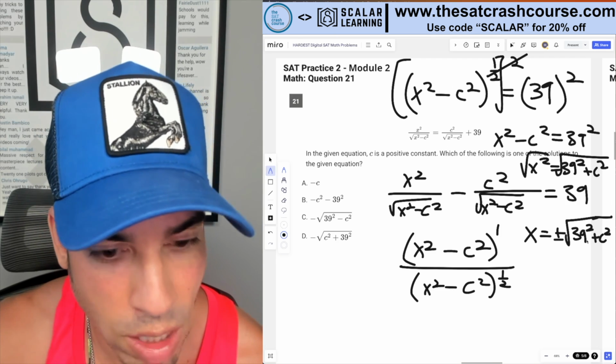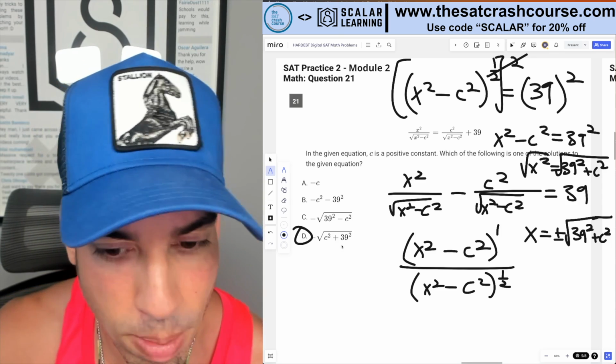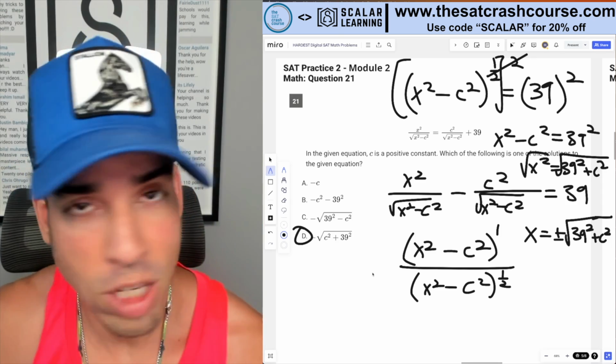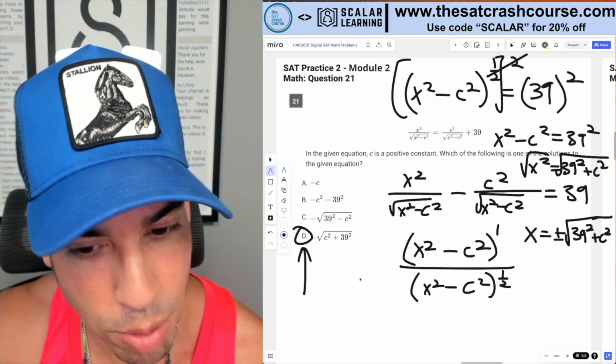And the only one that works is going to be option D. Now, again, they have a different order, c squared plus 39 squared, but of course, addition, we can move those pieces around. It's still the same thing. D is the winner. Boom, done.